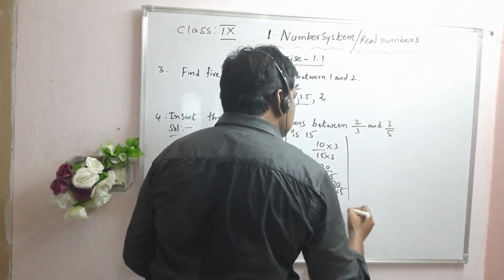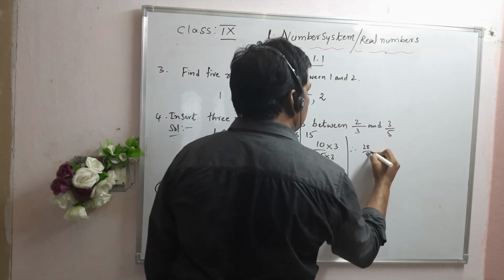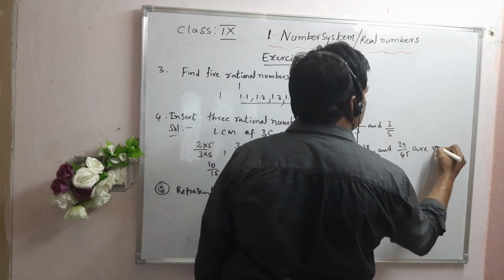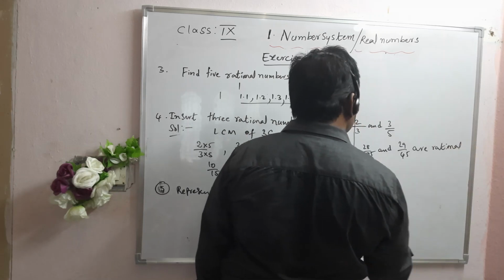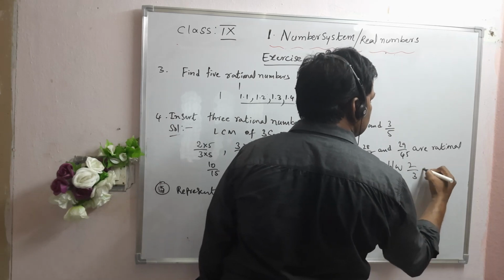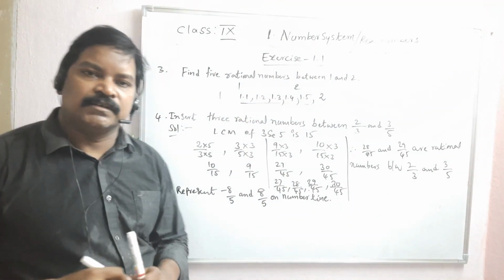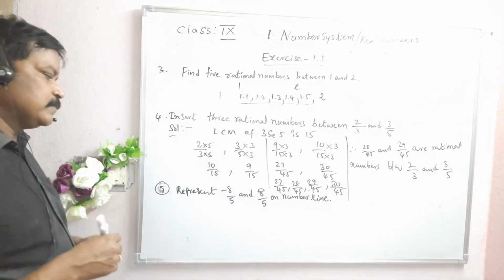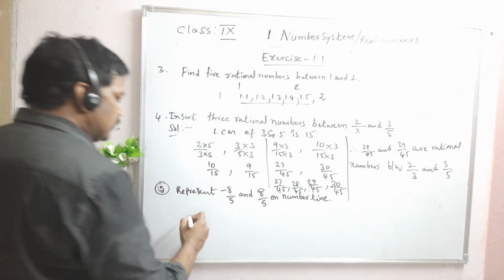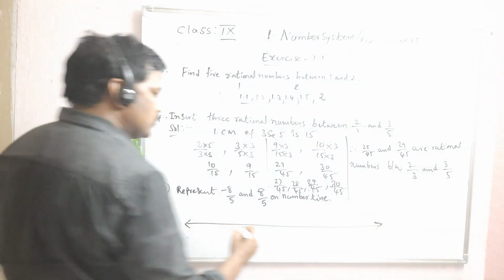Therefore, what are the rational numbers between 2 by 3 and 3 by 5? Therefore, 28 by 45 and 29 by 45 are rational numbers between 2 by 3 and 3 by 5. Understand, students? Right. Fifth sum, next one. Represent -8 by 5 and +8 by 5 on the number line. So here we'll take a number line first. So this is 0, no?